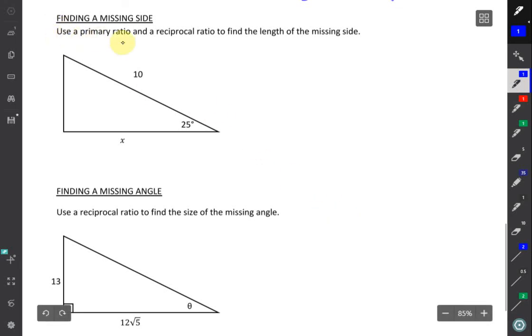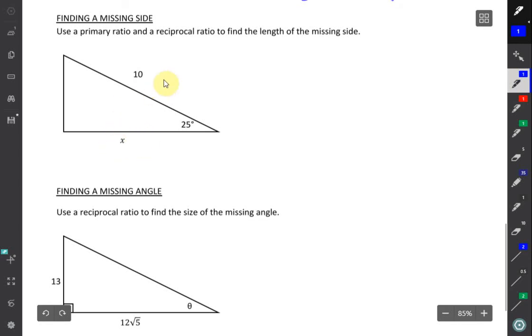So here it says use primary trig. Here it says use a primary ratio and a reciprocal ratio to find the length of the missing side. So what I suggest here is that we start with the reciprocal ratio, because then we'll be using the primary ratio anyhow, and that will save us some extra work. This is our angle, 25 degrees. That's our reference point. So we have the opposite, which has no values on it, the adjacent, and the hypotenuse. So these are the two we need to work with in order to solve for x.